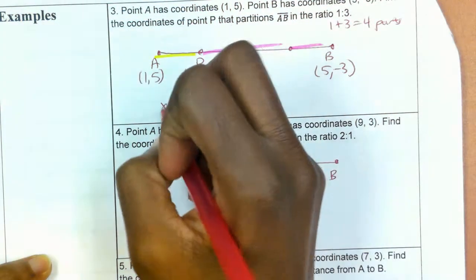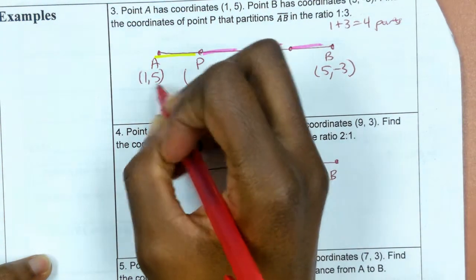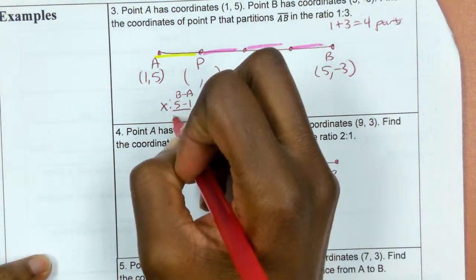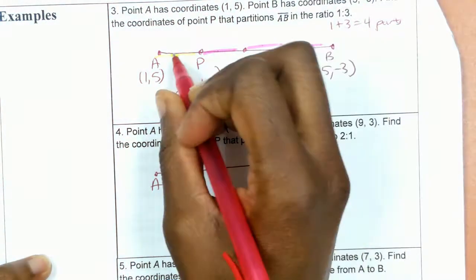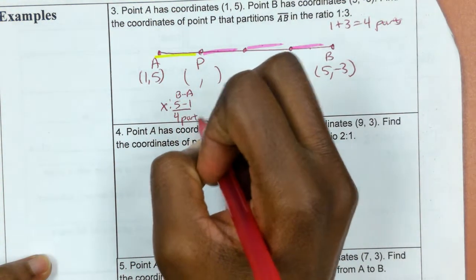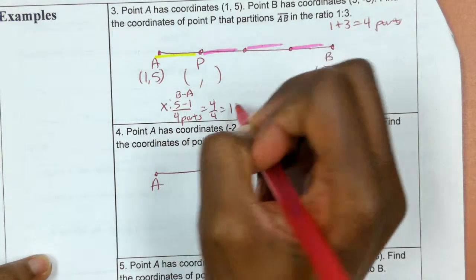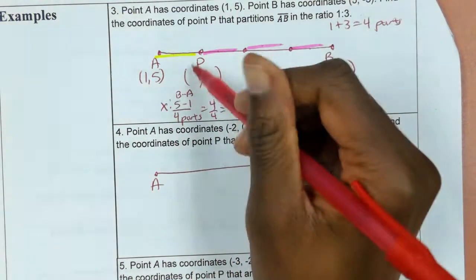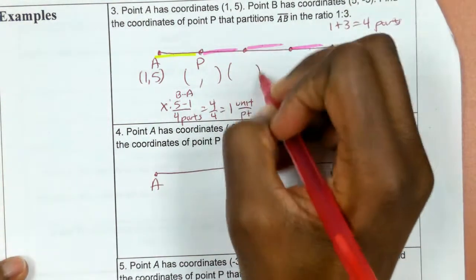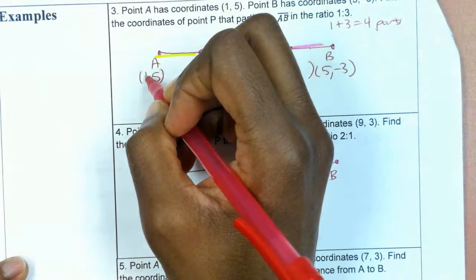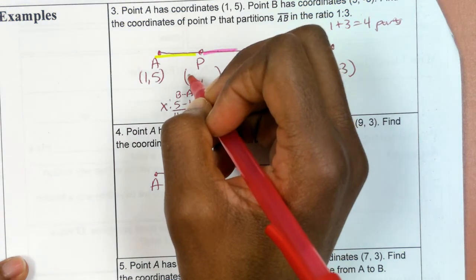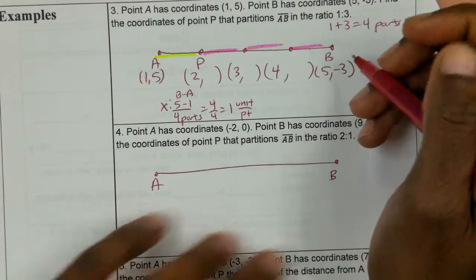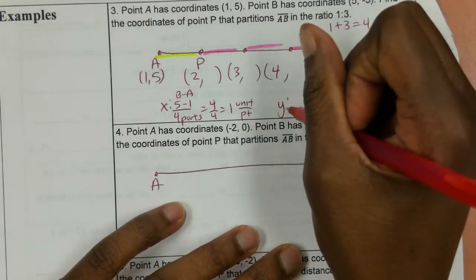Okay, so we're looking to see in the X direction, B minus A is going to tell us how many units from 1 to 5 is. So 5 minus 1 is going to be 4 units, and we're dividing that into a total of 4 parts. So that means we're going to be increasing 1 unit per point that we go over. So 1 plus 1 is going to give us 2, plus 1 is going to give us 3, plus 1 is going to land us at 5. So we did it correctly.